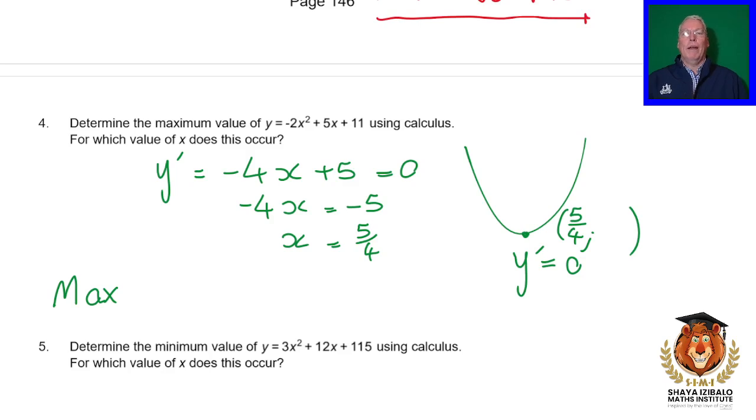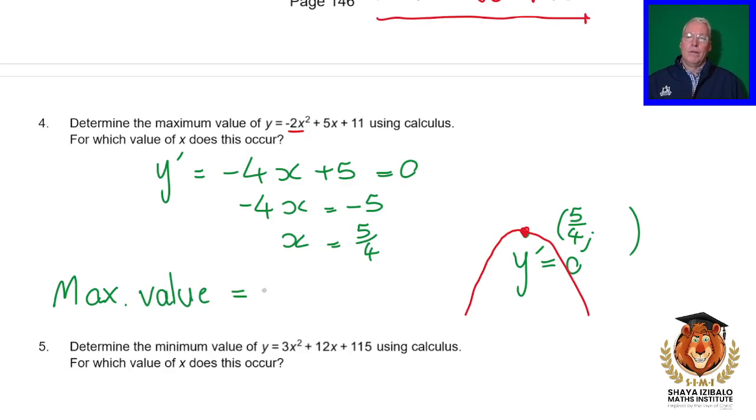So the maximum value, all right, I've just realized I've drawn a really silly graph here because I've drawn this graph the wrong way up. All right, obviously this graph is actually a concave down graph. Okay, we know it's a concave down graph because it's got a negative value at the front here. All right, the maximum value of 14 and an eighth, that's the biggest it ever gets, and that happens when x equals 5 over 4.